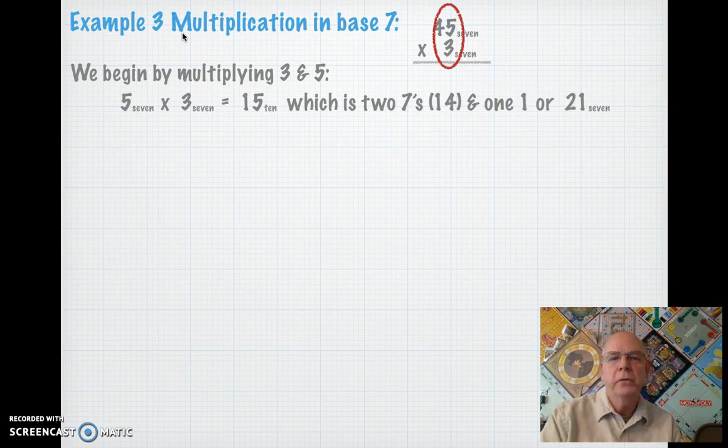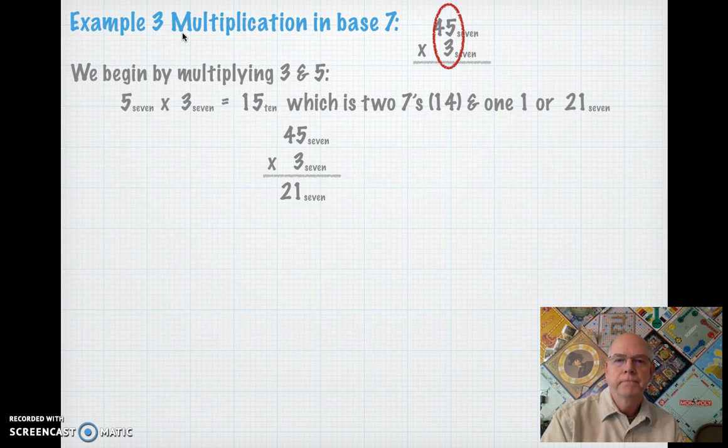So when we multiply 5 by 3, we would get 15 base 10, but 15 is 2 7s, which would be 14, and 1 1. And so we're trying to convert that to base 7 by finding out how many 7s go into 15. 2 of them do. And so we would have 2 7s and then 1 left over. And so that number would be written as 2 1 base 7. Okay? Again, you got to get used to those conversions. All right, so as we do that multiplication, multiplying that first column, 3 times 5, we would get a 2 1 base 7.